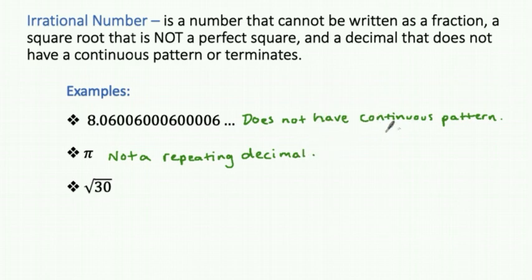And this could also be said for the first example, that it does not have a continuous pattern. And the square root of 30, there's no two numbers that when multiplied by itself would give you 30. The closest thing we would have is 5 times 5, which is 25, and 6 times 6, which is 36. So no integer multiplied by itself will give you 30. Therefore, this is irrational. So this is not a perfect square.